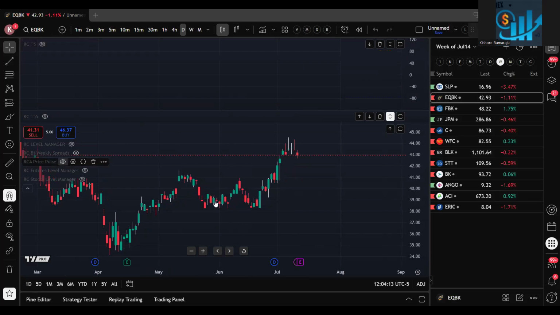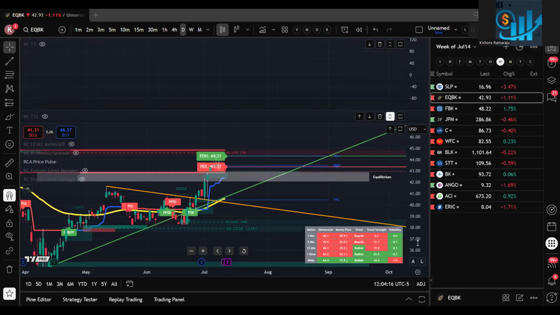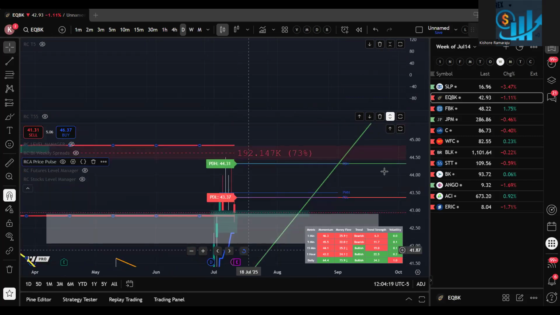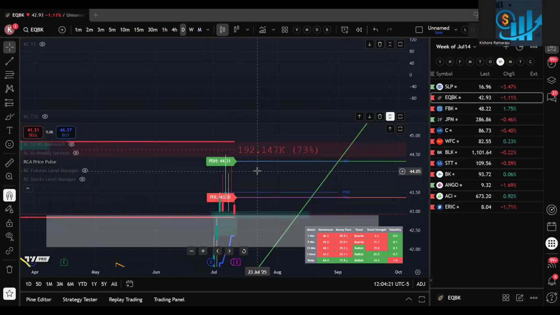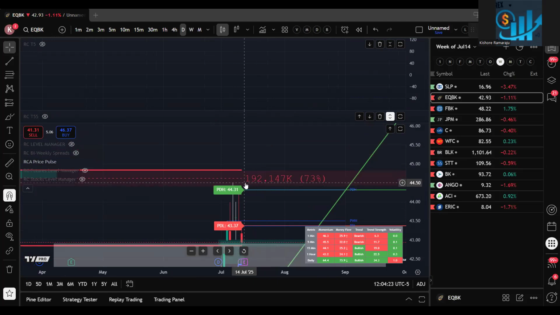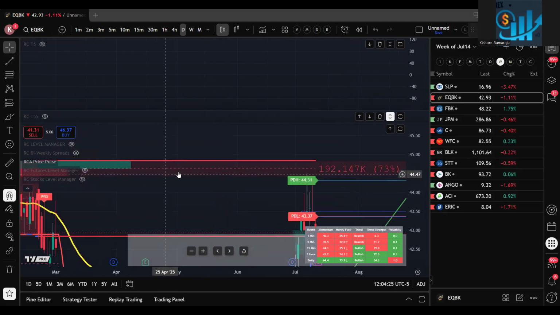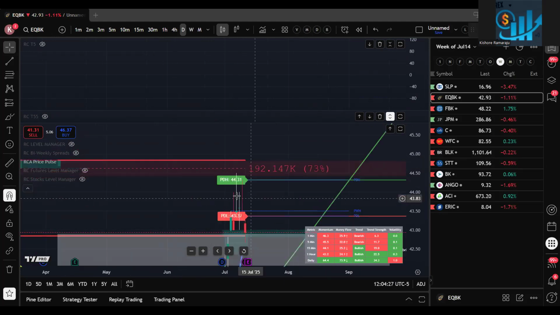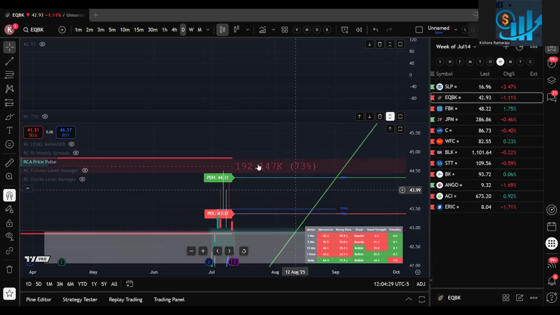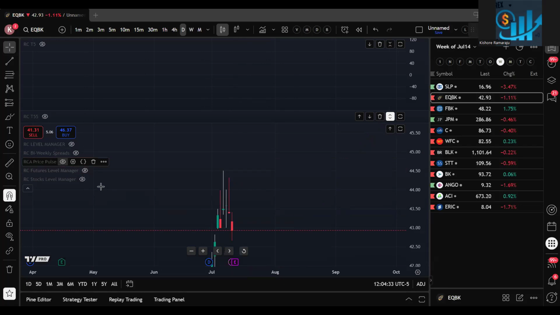Now let's go and check price pulse. So what do you see in price pulse? You see that big companies want to sell this stock, right? Nearly 192,000. You have a huge sell block here, right? That means the price can drop from here. So price pulse is telling it will drop.